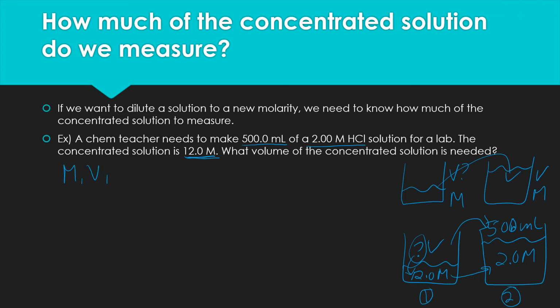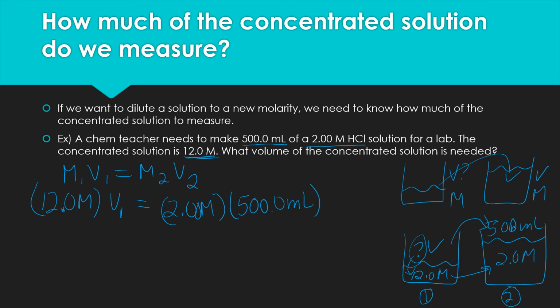So M1V1 equals M2V2, and I'm just going to plug in what I know. So I've got a 12 molar solution times our volume, volume 1, is equal to a 2 molar solution, and we have 500, I've got 2 zeros there for my 2 molar, and I've got 500.0 milliliters, keeping all my sig figs. So if I want to solve for my V1, then I'm going to need to divide by 12 molar on both sides.